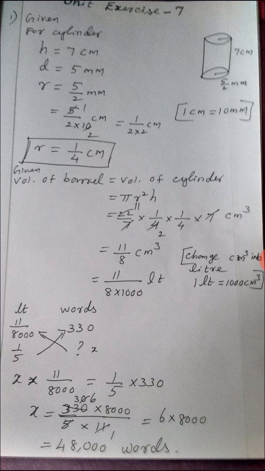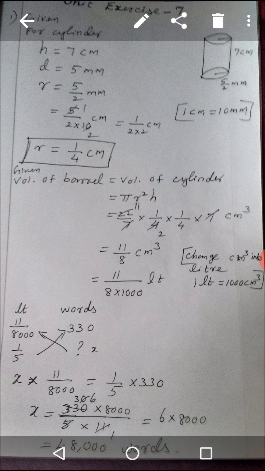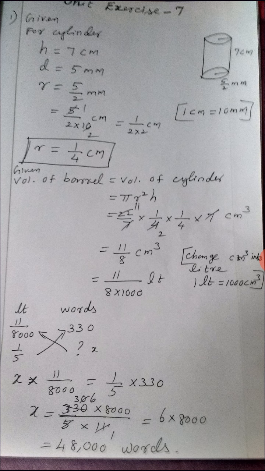Okay, what is given here? The volume of the barrel. That barrel is in the shape of a cylinder. So both are equal. Volume of barrel equals volume of cylinder. Now write the volume of cylinder formula. What is the formula to find volume of cylinder? You know that, pi r squared h. Substitute the values. Value of pi is 22 by 7. Then r is 1 by 4.